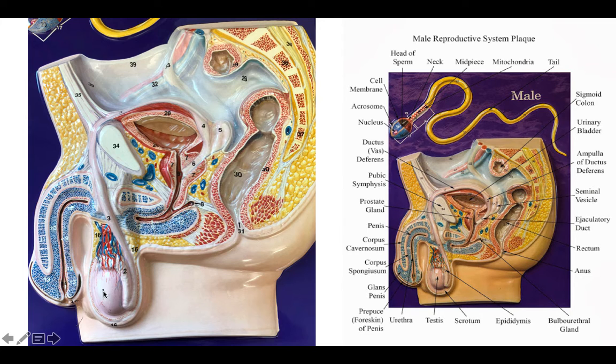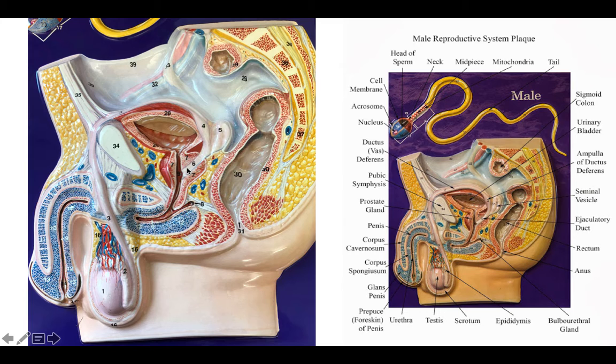So again, we make the sperm cells in the seminiferous tubules of the testes. They move into the epididymis, and then if you look here, the sperm cells are going to travel up the ductus deferens, into the ampulla of the ductus deferens, and then into the ejaculatory duct. Now, the ejaculatory duct is where the ductus deferens and the duct from the seminal vesicle are going to meet. And so the seminal vesicle here has a duct that will also open up into the ejaculatory duct.